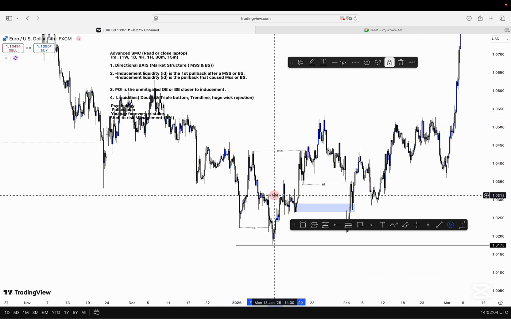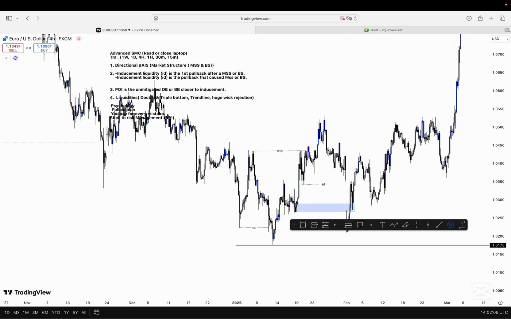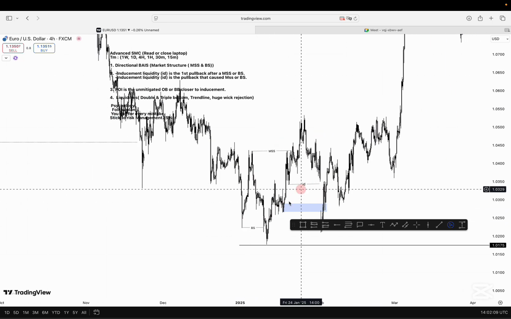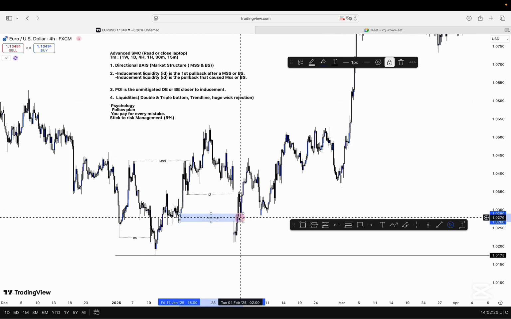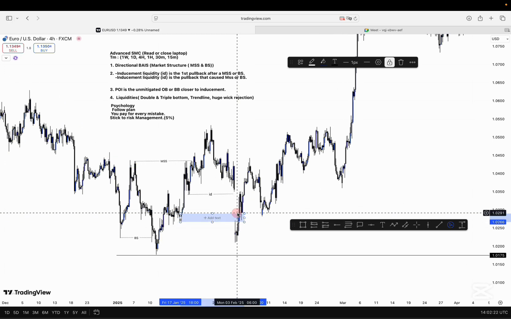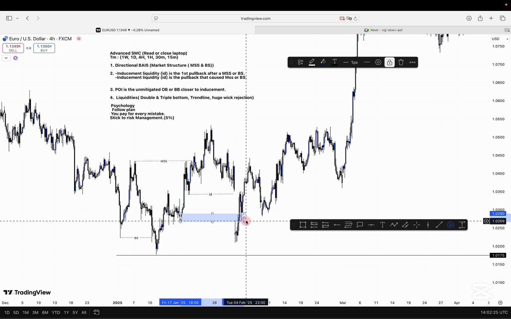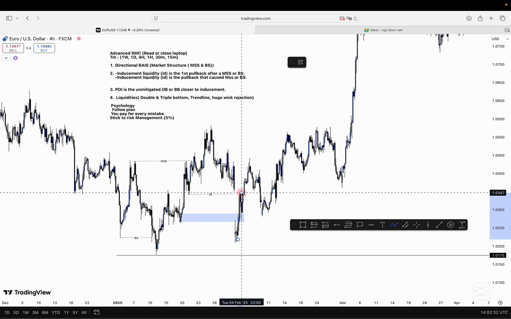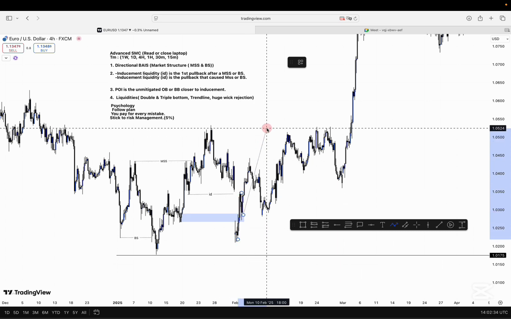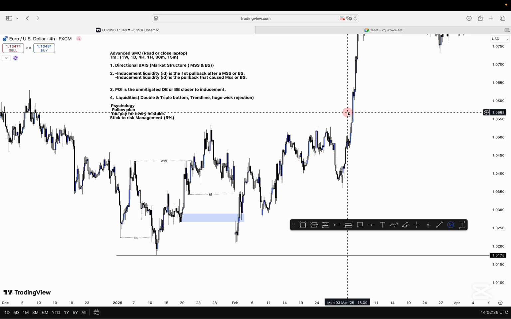So let me remove this. Yes, so we have our inducement and our order block. But if not for the gap, this is where I would have taken my trade. So even when the market opened and you had your order block marked here, you could have still taken the trade without hitting stop loss, because price actually respected it, went up here and came back to respect it, and then started moving up. Exactly.